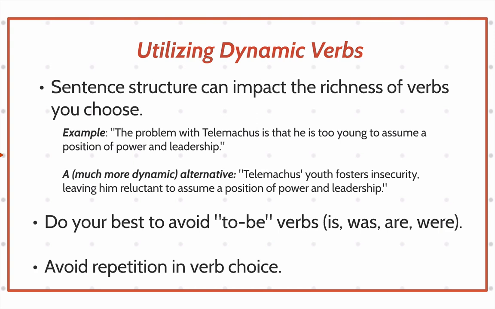Also, you have to think about verb choice, and sometimes the verbs that you use in your writing can be a function of sentence structure. This example that I provide, I actually see a lot in undergraduate writing. And the problem with structuring your writing in this way, it's ironic because I've actually framed this exactly according to the thing I'm telling you not to do as I'm saying it. But the problem with this is that you end up using the verb "is" as your main verb, right? So here's the example. "The problem with Telemachus is that he's too young to assume a position of power and leadership." "Is" is a really boring verb, right?